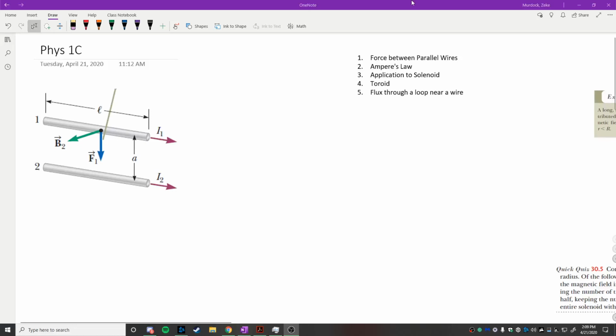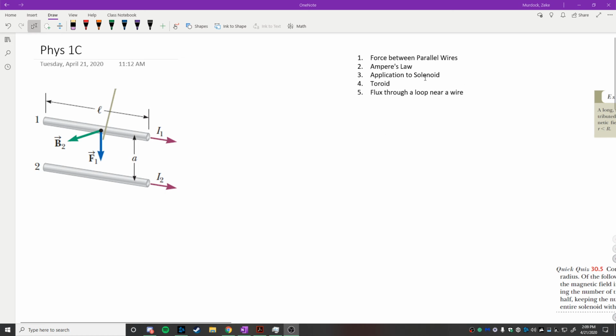So this is Physics 1C for, what is today? Tuesday, April 20th, 21st. Today we're talking about these 5 things. Force between parallel wires. We're going to learn about a new one of Maxwell's equations, which is called Ampere's Law. And we're going to apply Ampere's Law to a solenoid, to a toroid. We'll talk about what those are.